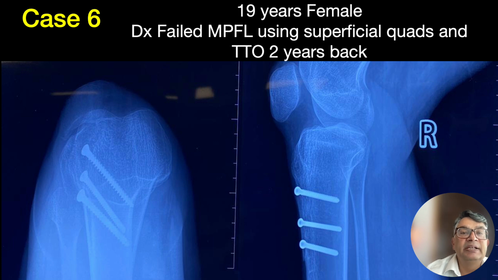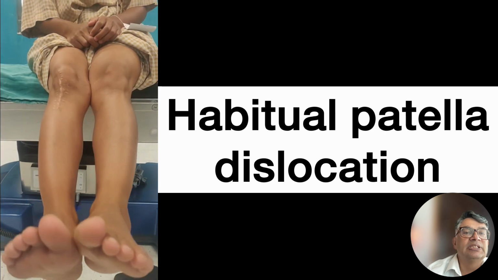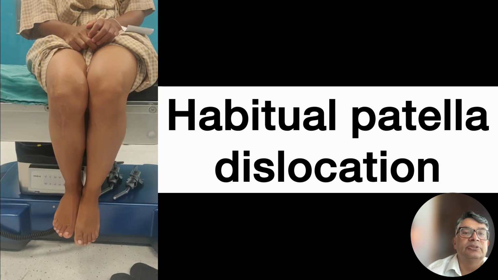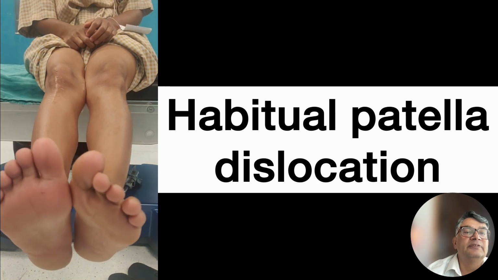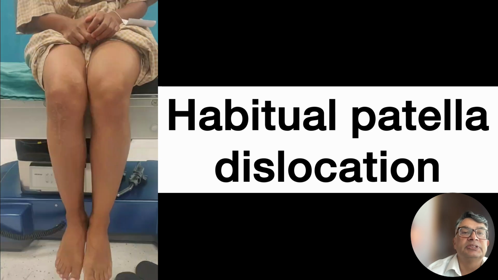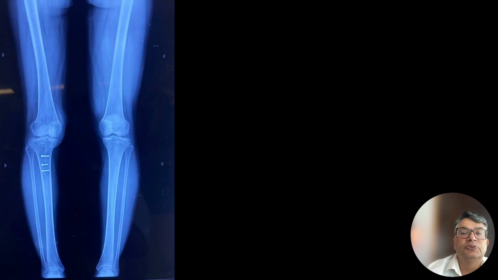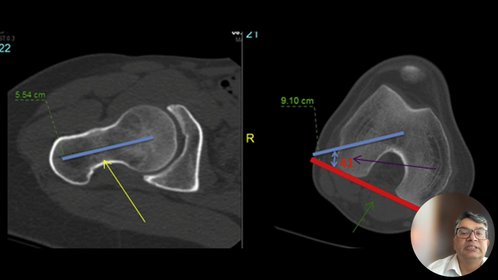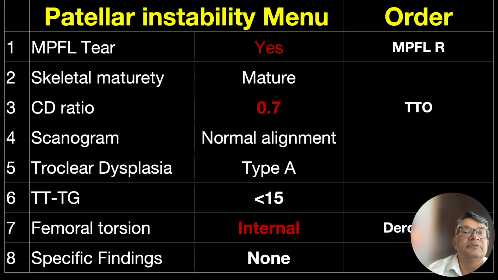This is another case, a 19-year-old female who failed MPFL using superficial quads and TTO 2 years ago. So this is what she was having after 2 years, habitual patellar dislocation, and even the surgery has failed. So when we started examining based upon our menu, we found that there was a valgus alignment of the distal femur. In the CT scan rotational profile, we could see that the distal femur was internally rotated. So this was the menu created for her.